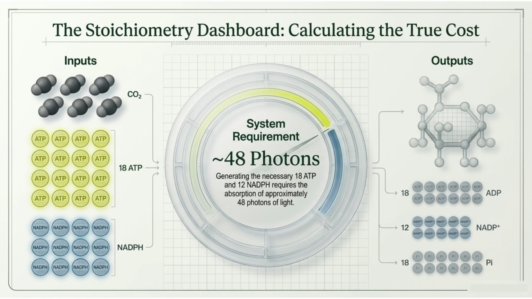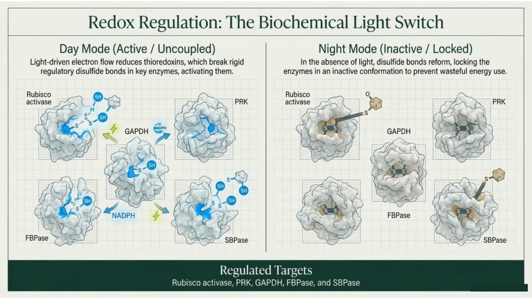The true metabolic cost of this system is immense. To fix carbon and output the necessary building blocks, the cycle demands an input of 18 ATP and 12 NADPH molecules. Generating this energy requires the front-end light reactions to absorb approximately 48 photons of light, showing the true scale of the process. To prevent wasteful energy use at night, plants evolved an elegant biochemical light switch.